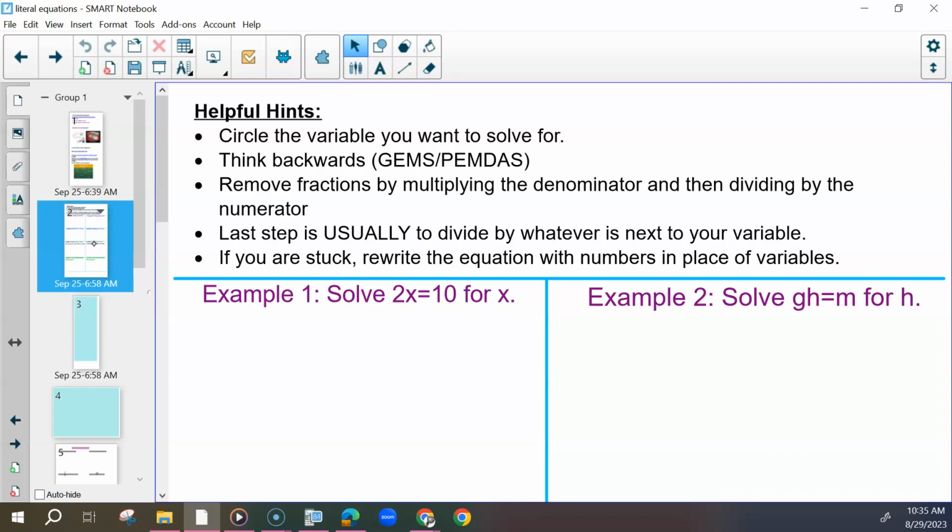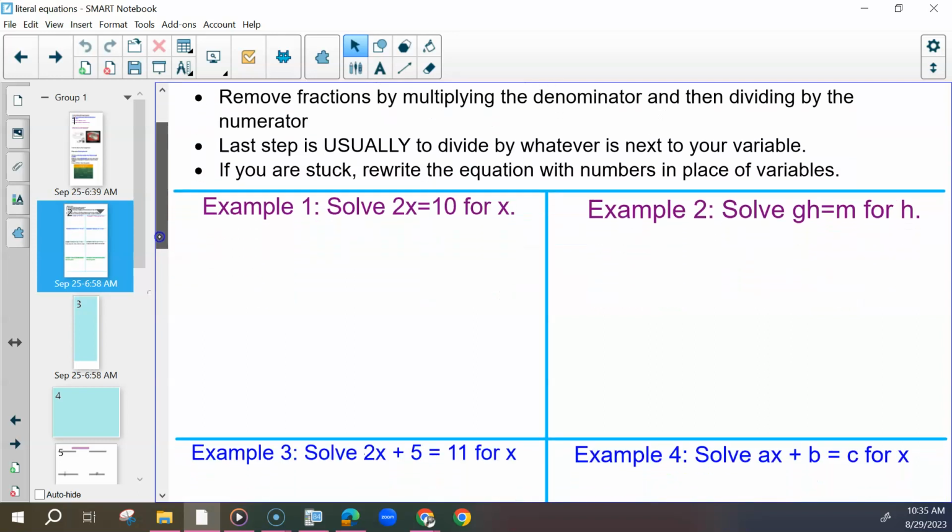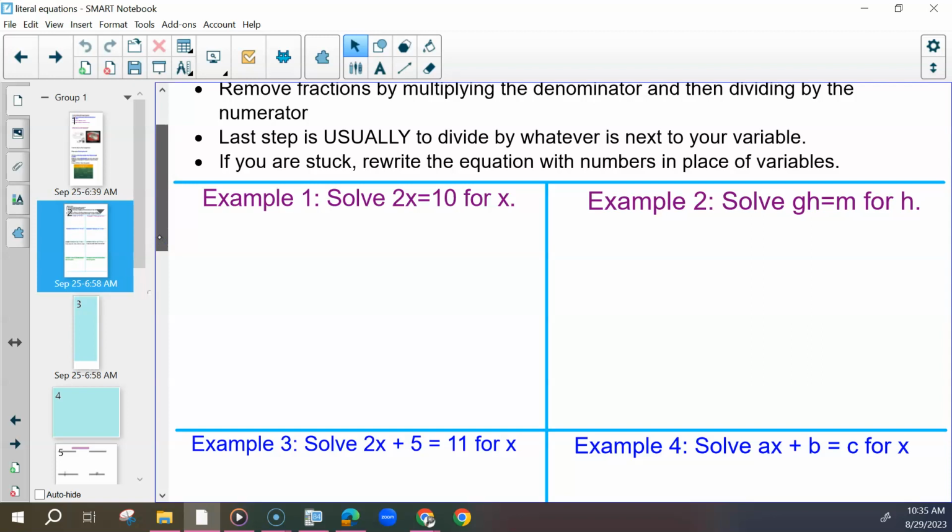So the same ways we solve a regular equation, we're going to do that same thing here. Distribute if necessary, combine like terms if necessary. Think about what you want to solve for, because that will help you. I'll circle, underline, whatever. Use your order of operations, and then we'll go. So we'll do this first example, and then we'll do the literal example.